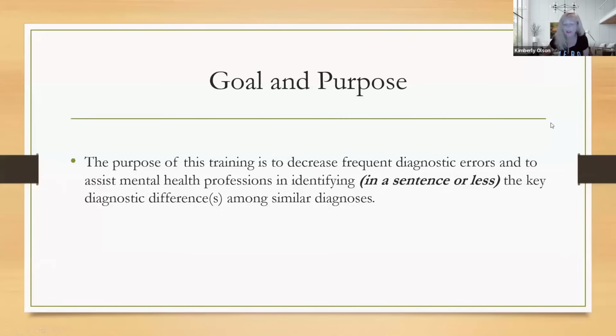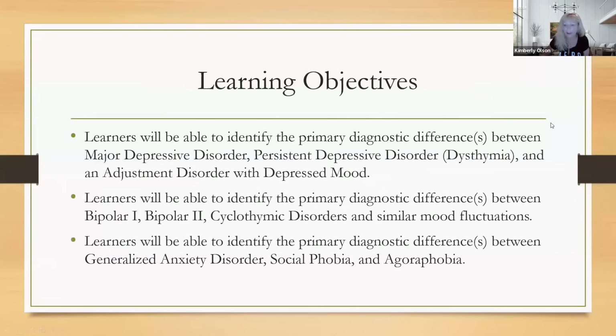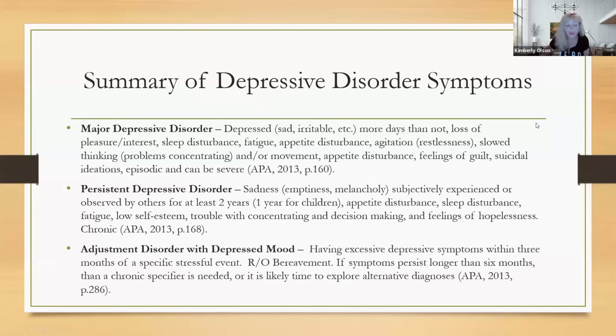I'm going to skip through some of this because a lot of this I just have to have for APA. Okay, so in a nutshell, here is the summary of depressive disorder symptoms for the three most commonly confused diagnoses. Major depressive disorder: depressed, sad, irritable. Just know that when someone is depressed, they may not appear sad. They might, in fact, appear irritable, especially with children. There's something called agitated depression.